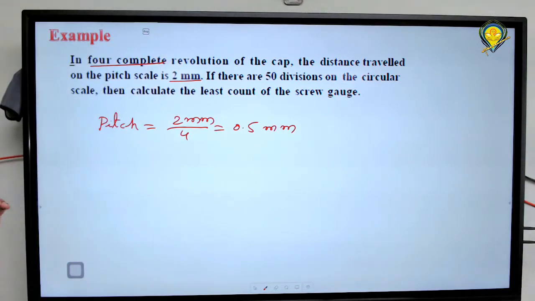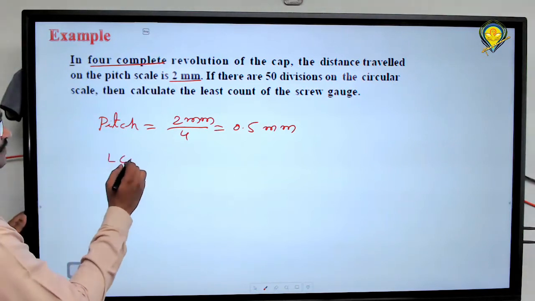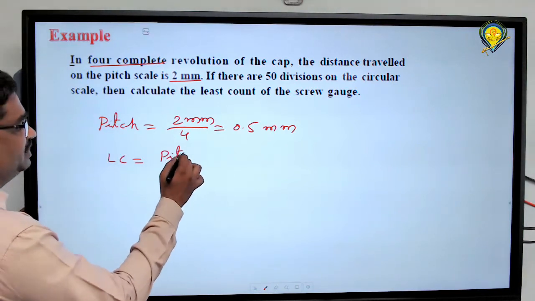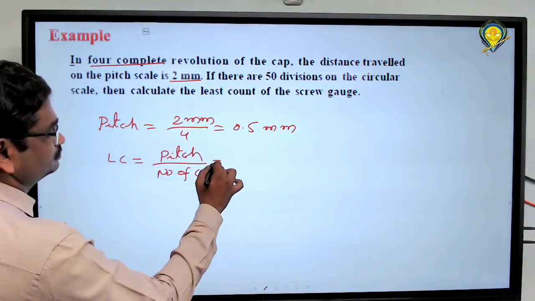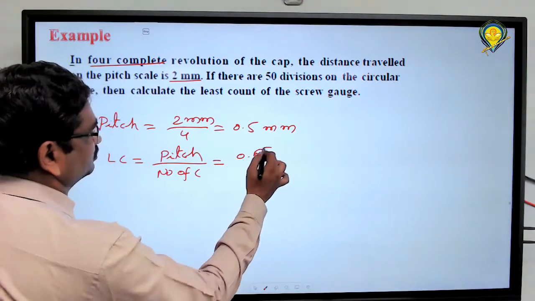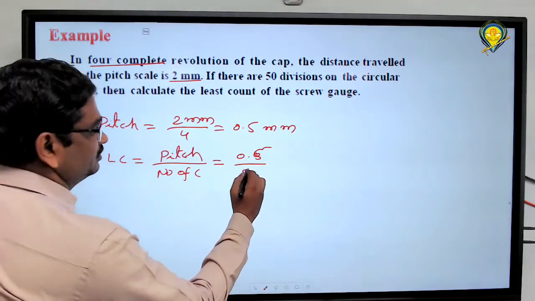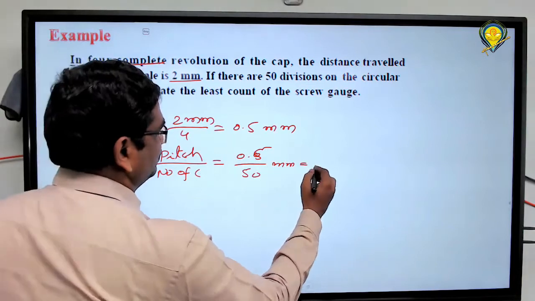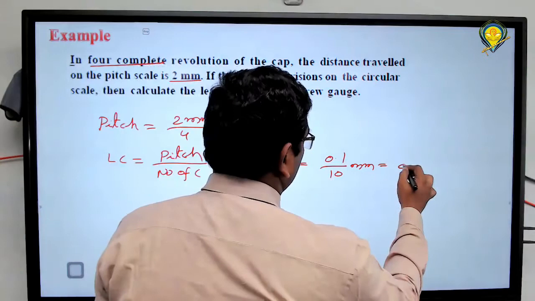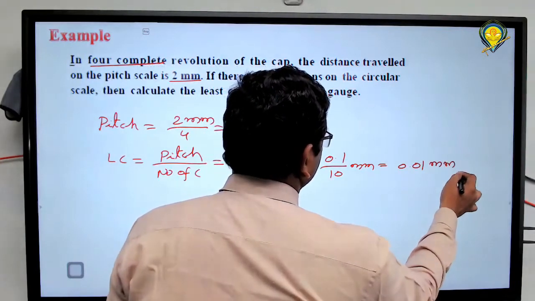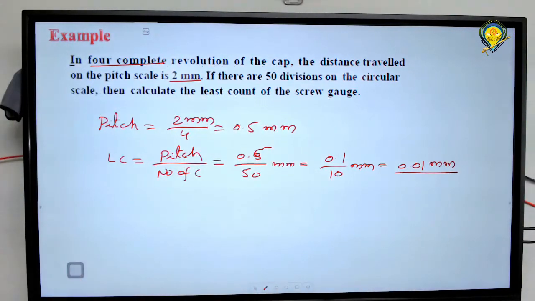Now, next one, least count formula: pitch of the screw by number of circular scale divisions, 0.5 by 50 in terms of mm, that equals 0.1 by 10 mm, that equals 0.01 mm, or 1 by 100. We can make it as 1 by 100 or 0.01.